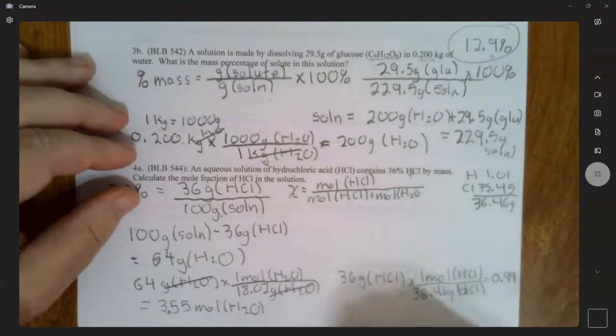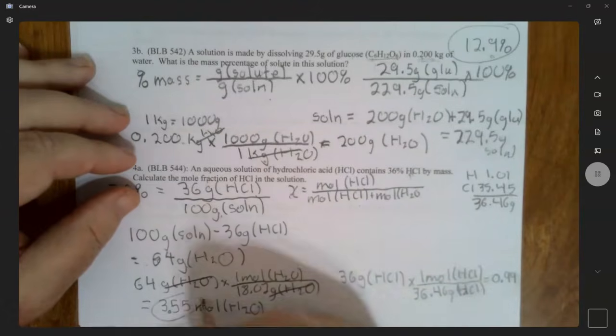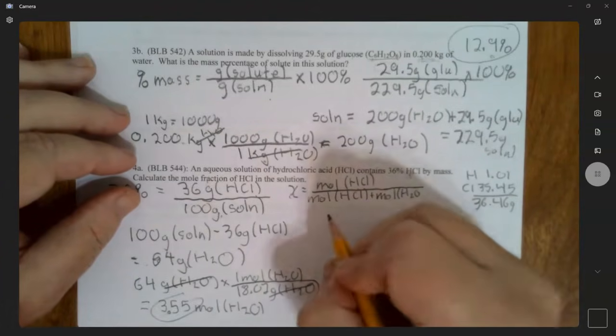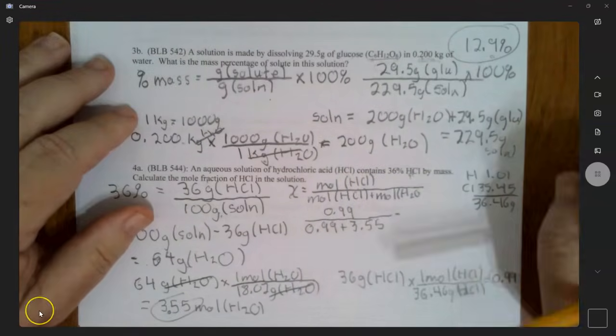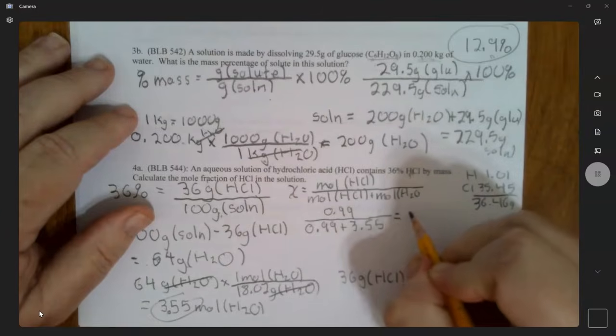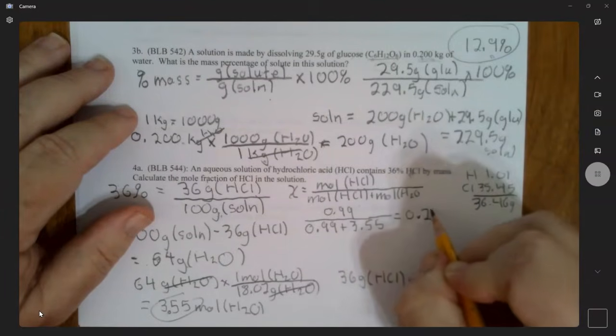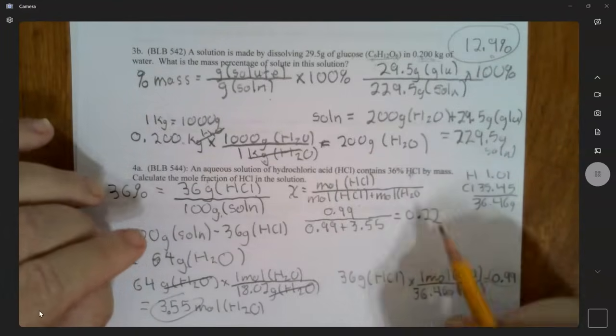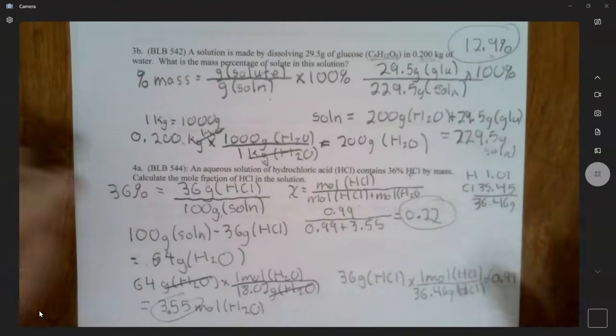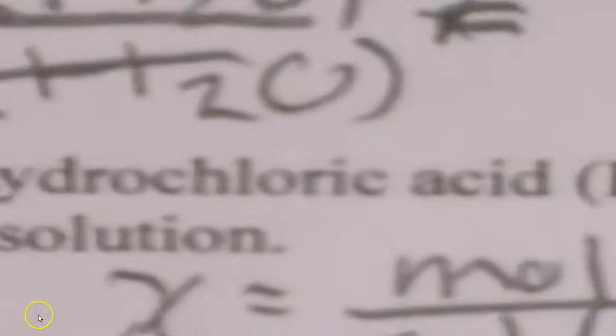Okay, so now we can plug in the numbers that we have. 3.55 for water, 0.99 for the HCl. And we'll do the math on that. Okay, and rounded we get 0.22. It's not a percent, there's no unit of measure, it's just 0.22. They call it a mole fraction even though it's a decimal.